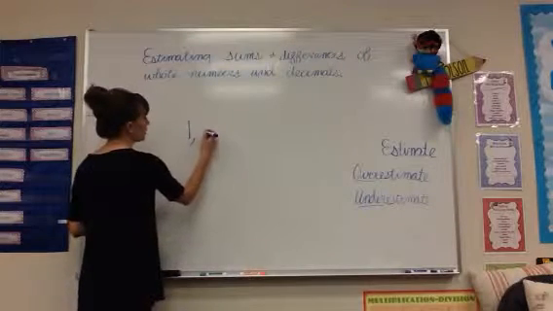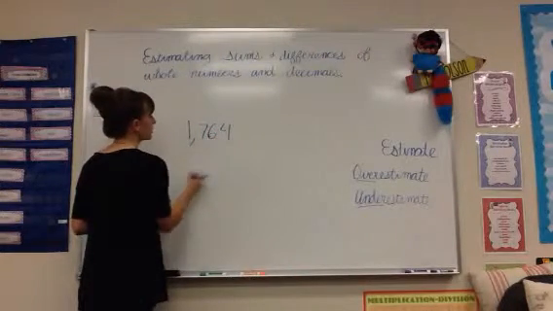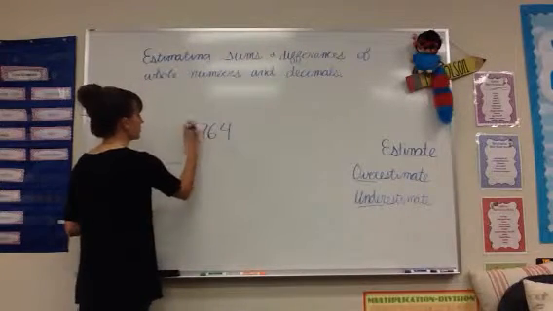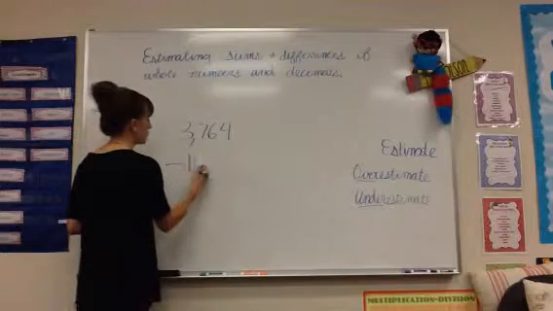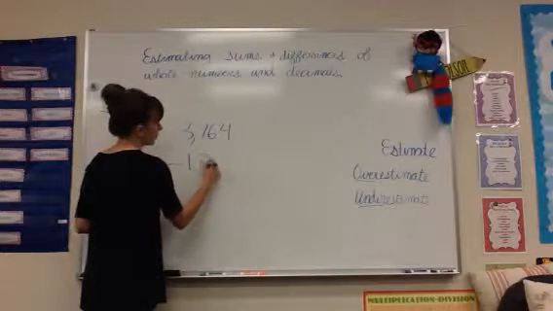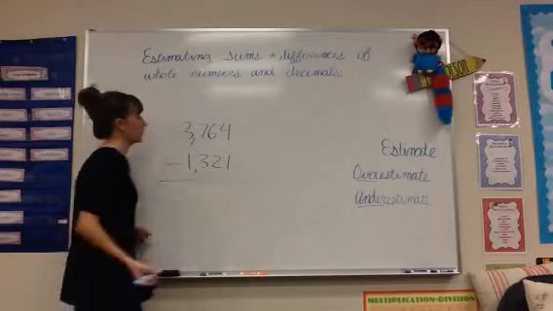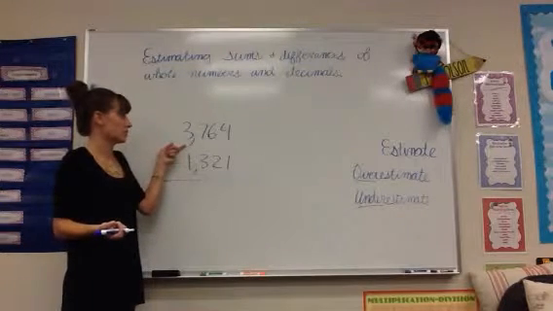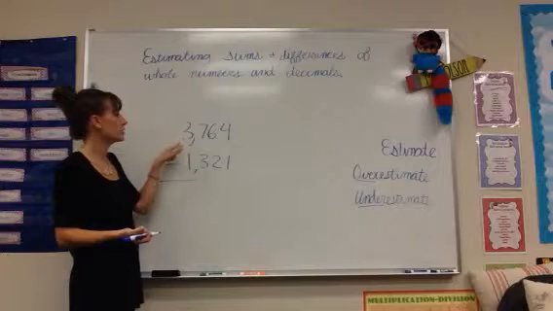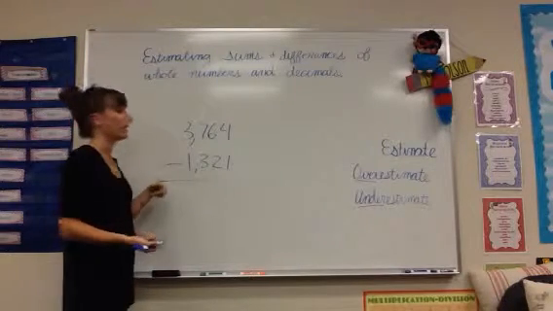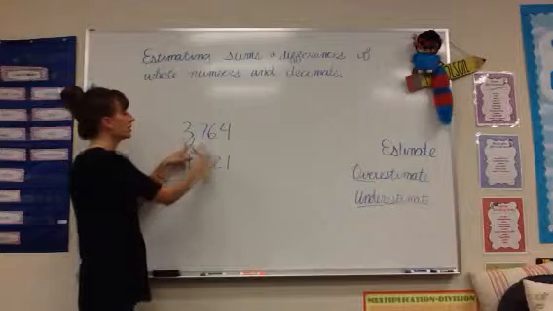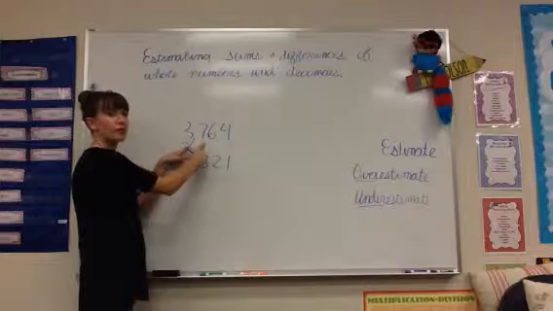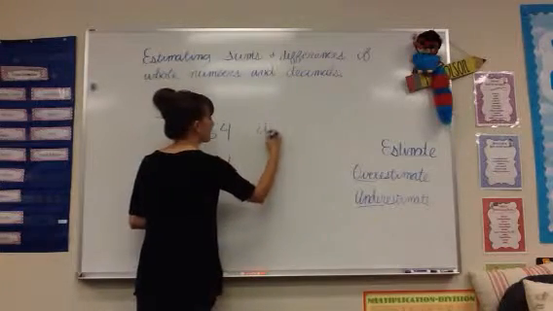Let's do subtraction. Let's do 3,764 minus 1,321. Again, it's easiest for me to round it to the thousands place. So I'm just going to round this. Is it closer to 3,000? Closer to 4,000? I know that it's closer to 4,000 because if I'm rounding to the nearest thousands place, I'm going to look to the right. The 7 is more than 5, so it automatically goes up to 4,000.